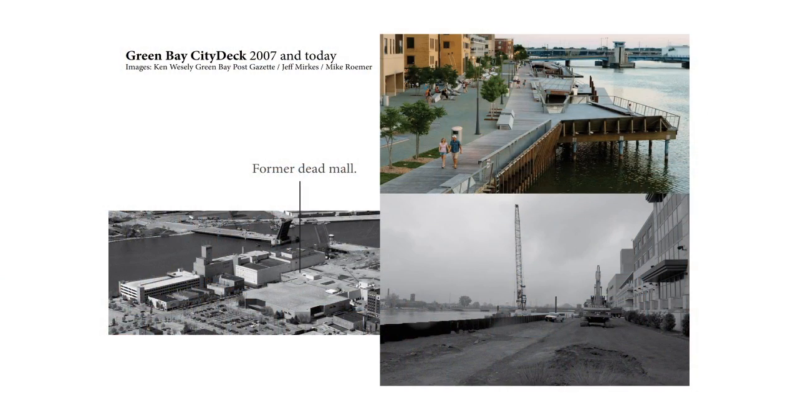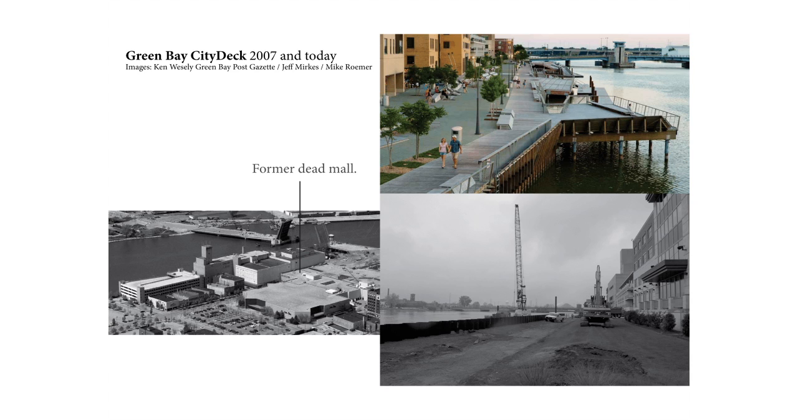Green Bay, a different scale. It's 100,000 people. But this is what the Fox River looked like there about 7 or 8 years ago. There's a big dead mall. Everything that was wrong about urban planning in the 70s and 80s was inhibiting that.